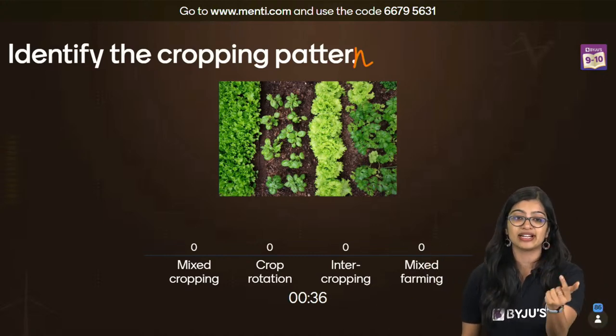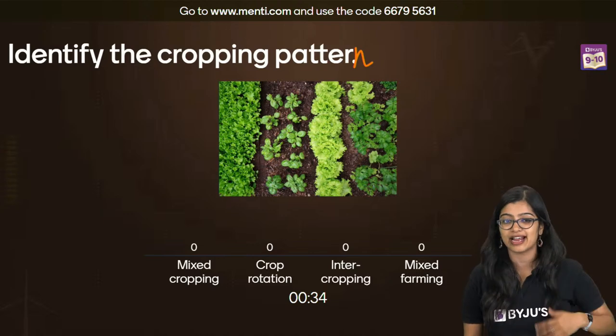How many of you were able to identify it like this? You tell me in the chat, very easy, right? How many of you felt this way?